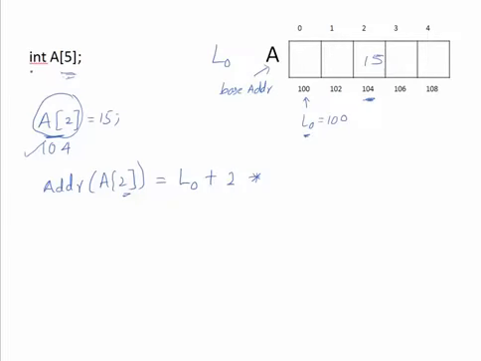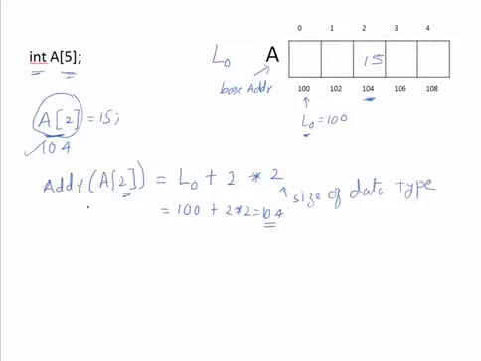Here we have taken integer as the data type. So integer is 2 bytes. So that is 2, the size of the data type. At runtime, if the program is getting the memory at location 100, that 100 becomes the base address of the array, then here it will be 100 plus 2 into 2, that is 104. That's how it gets the address of any location.